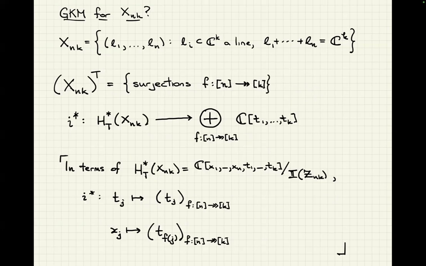And well, I'm going to get a corresponding map, right, from the equivariant cohomology of X_{n,k} to a direct sum of polynomial rings indexed by these surjections. And we can say very explicitly what it is in terms of quotient presentations. It does nothing to the t variables while modifying the x variables according to the surjection indexing the component in question.